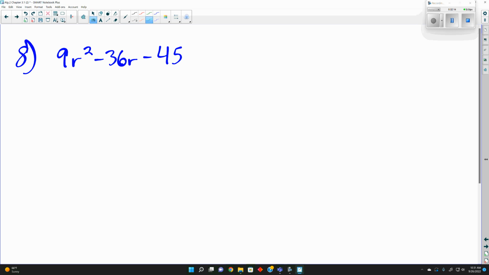We're so excited. Now, is there a number that will go into all 3 of these here? 3 will, but 9 will go into all of them. 9 factored out of 9r squared is r squared. Because you can start with 3 and then see if there's any more that go into it. Now, 36 divided by 9 is 4r, and 45 divided by 9 is 5. So we have r squared minus 4r minus 5.